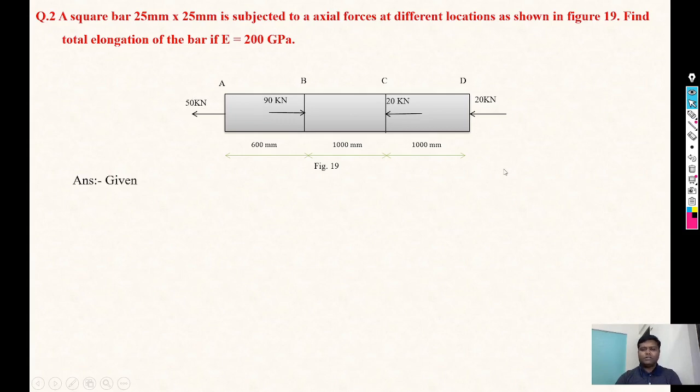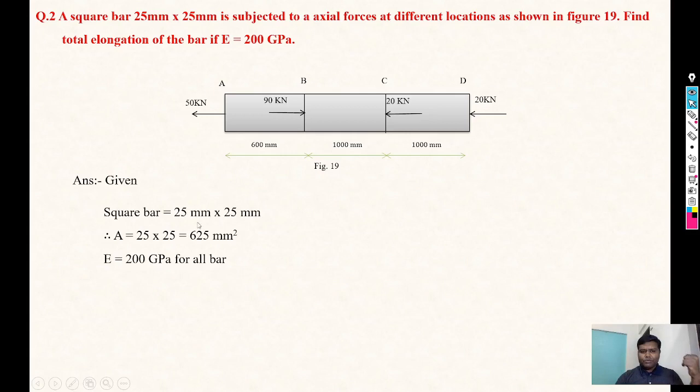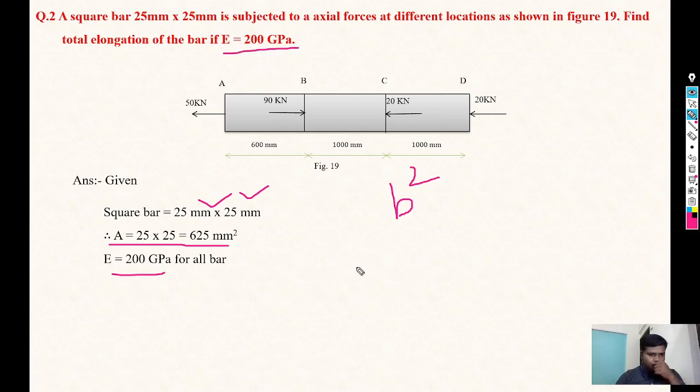So let's start with the given data. A square bar is given, a uniform bar. So first we need to calculate using the formula PL by AE. First we will calculate the area. So 25 by 25, because we know the area of a square bar is B into B, or B square, correct? So 25 into 25, the area of that uniform square cross section bar is 625 mm square. E is given as 200 gigapascal, so we will consider that.